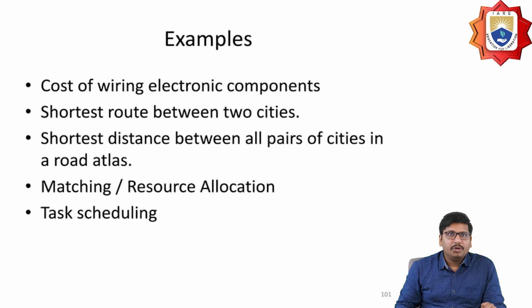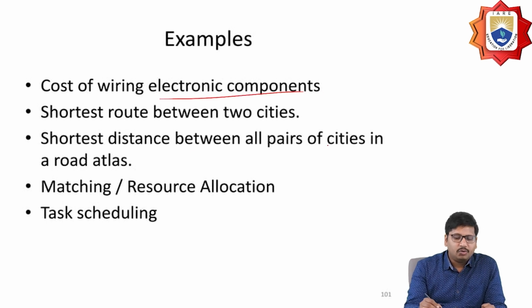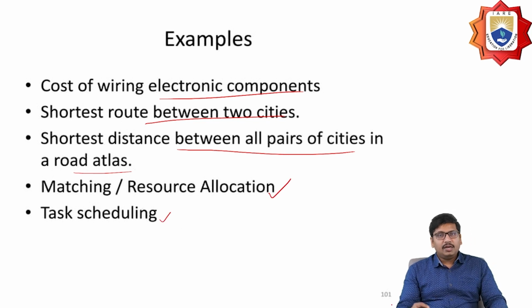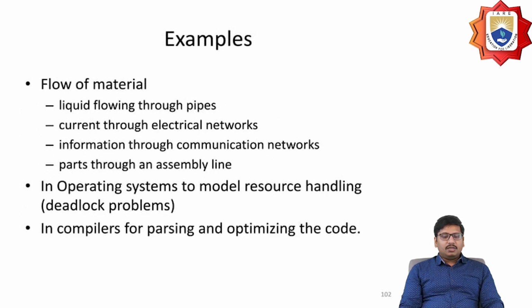Mainly this algorithm is used in costing the wiring of electronic components, finding the shortest route between two cities, and distances between pairs of cities in a road network, matching, resource allocation, and task scheduling. It is also used in the flow of materials, like liquid flowing through pipes, current through electrical networks, information through communication networks, and parts through an assembly line.